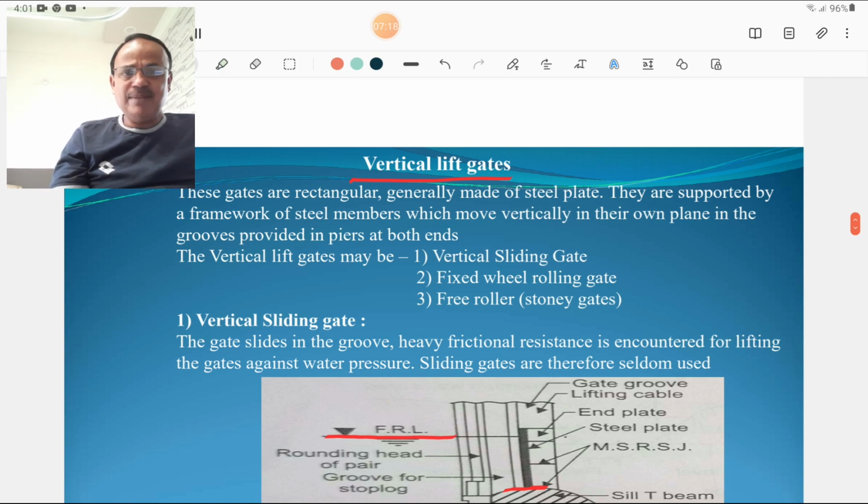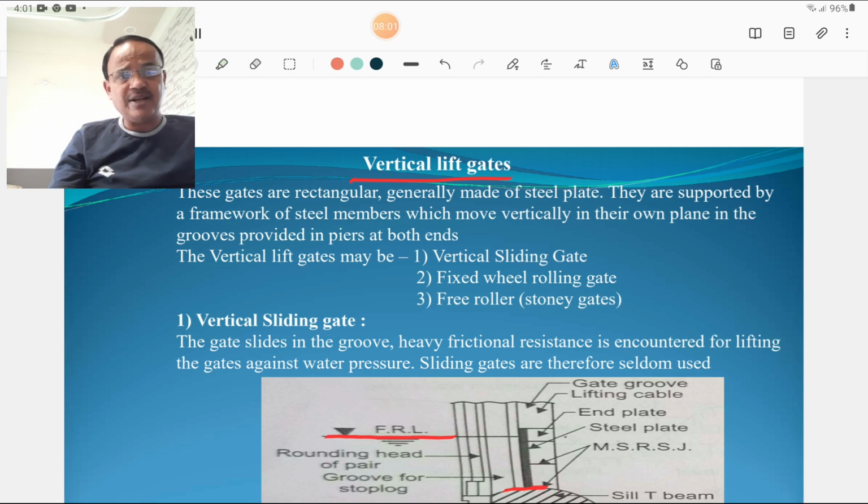Vertical lift gates: the name itself indicates they work on vertical lifting. These gates are rectangular and generally made of steel plates. They are supported on a framework of steel members which moves vertically in its own plane in the grooves provided in the piers at both ends. Along the crest there are two ends, and on those two ends piers are provided. The steel plates are lifted vertically by means of a rope or an arrangement, and such gates are termed vertical lift gates.